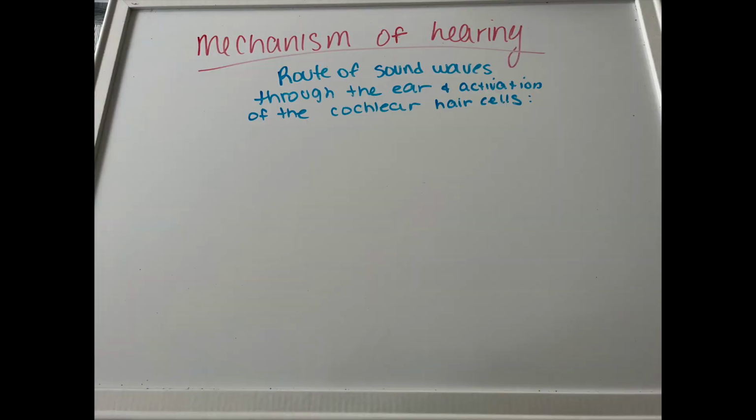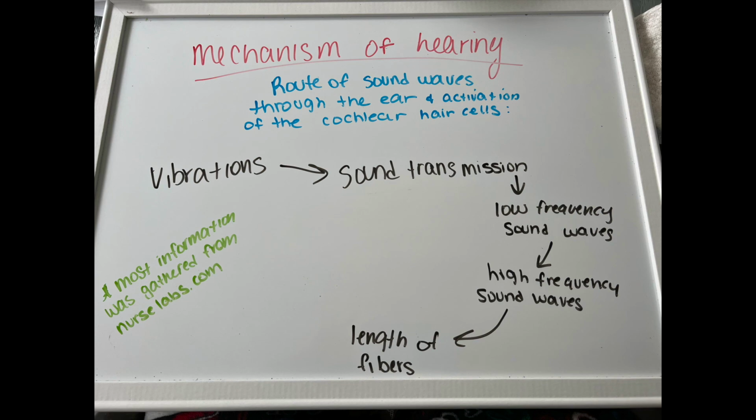Mechanism of hearing. The following is the route of sound waves through the ear and activation of the cochlear hair cells. Through vibrations, sound transmission, low-frequency sound waves, high-frequency sound waves, and the length of fibers.